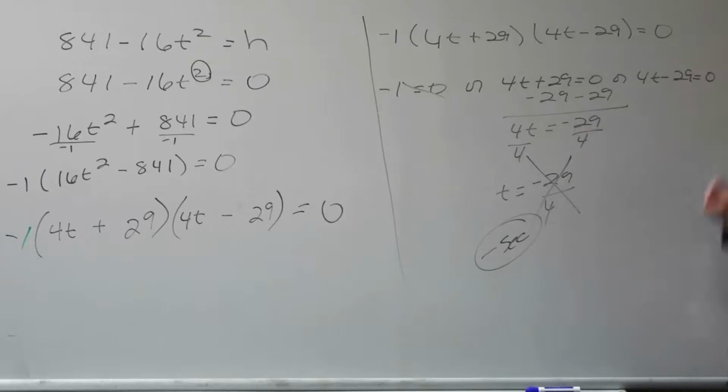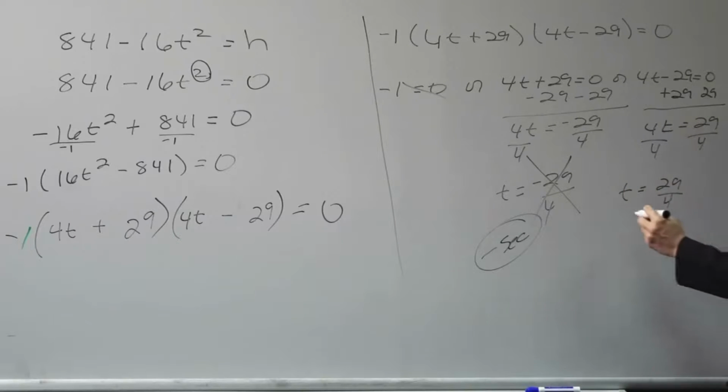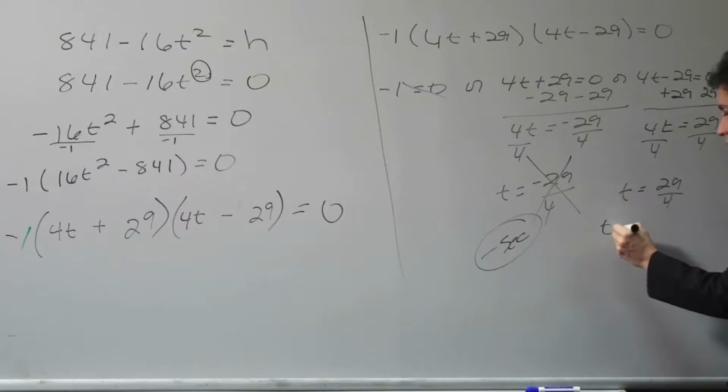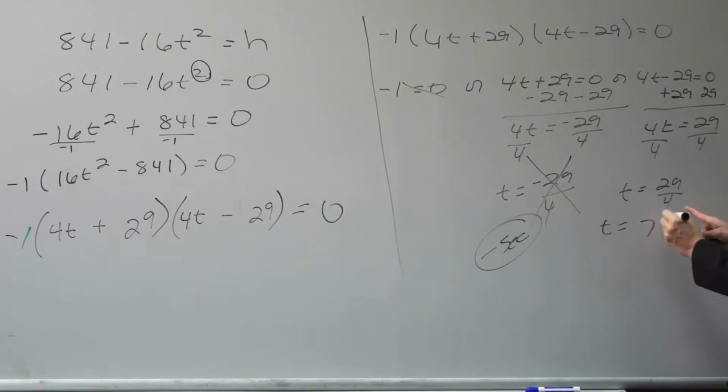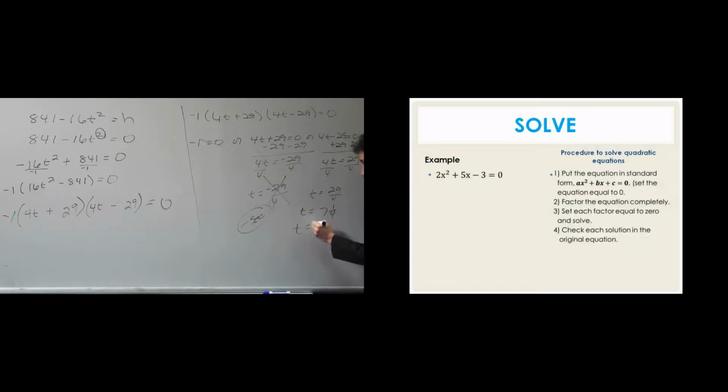So now we have to solve this one. We add 29. 4t equals 29. Divide by 4. We get t equals 29 fourths. Now it says to round to the nearest second. That's 7 and 1/4, or I could go 7.25 seconds, but they didn't tell me to do that. They said round to the nearest second. I have to listen to directions. Approximately 7 seconds it will take that object to hit the ground.